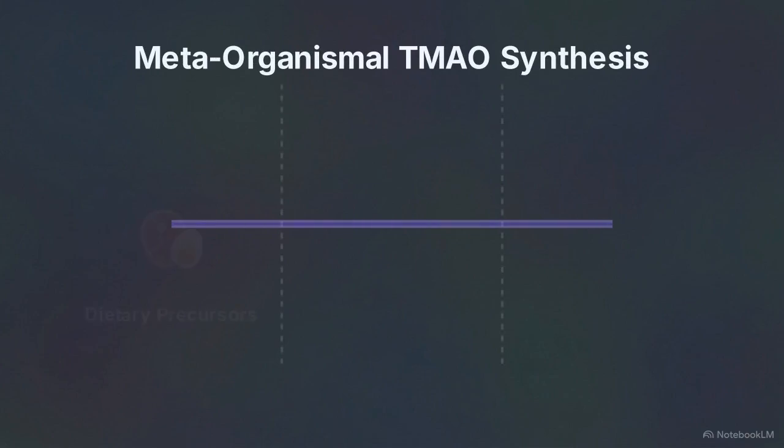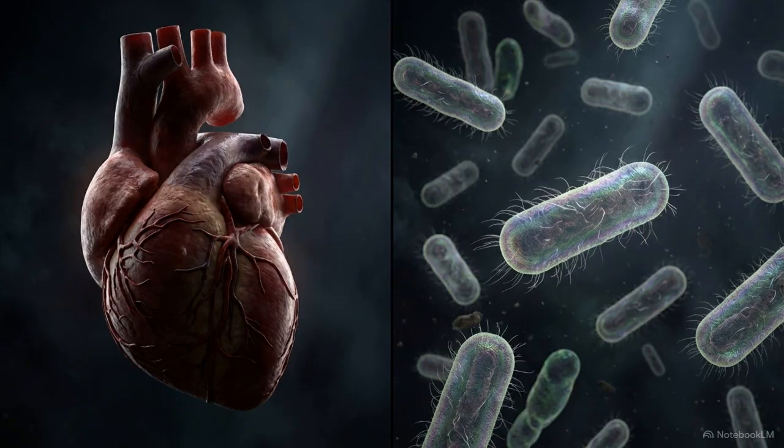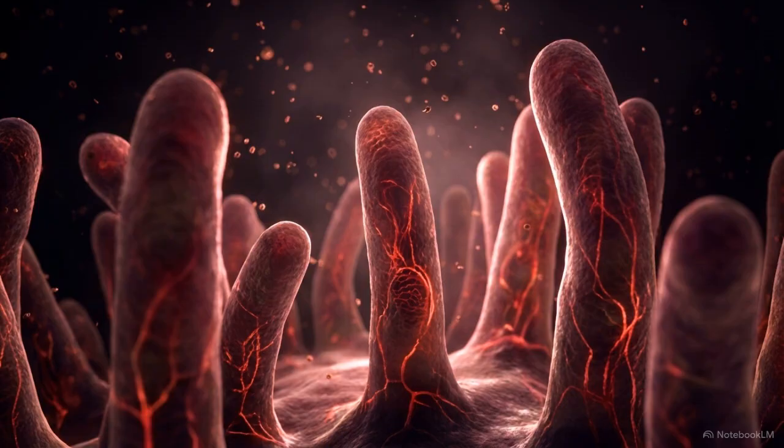TMAO is a meta-organismal product. Its synthesis requires a relay between dietary precursors, the gut microbiota, and the liver. This discovery reframes heart disease as an ecological problem, a complex chemical dialogue occurring between a person and their internal microbial landscape. The metabolic relay begins in the intestinal lumen.